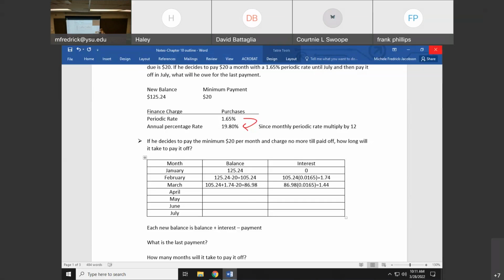So if you were given an annual rate and you're doing it monthly, you'd need to divide by 12. But most credit cards will show both. This could go up to 27%.